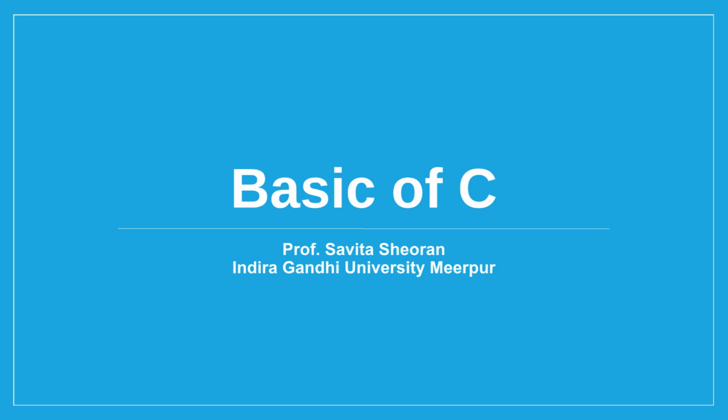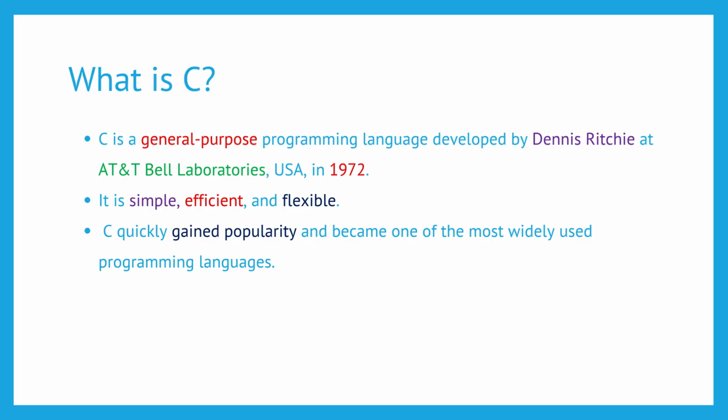Hello everyone, today I'll discuss basic concepts that are very important for C and all programming languages. C is a general-purpose programming language developed by Dennis Ritchie at Bell Labs in 1972. It is simple, efficient, and flexible. Therefore, it is widely used as a programming language.